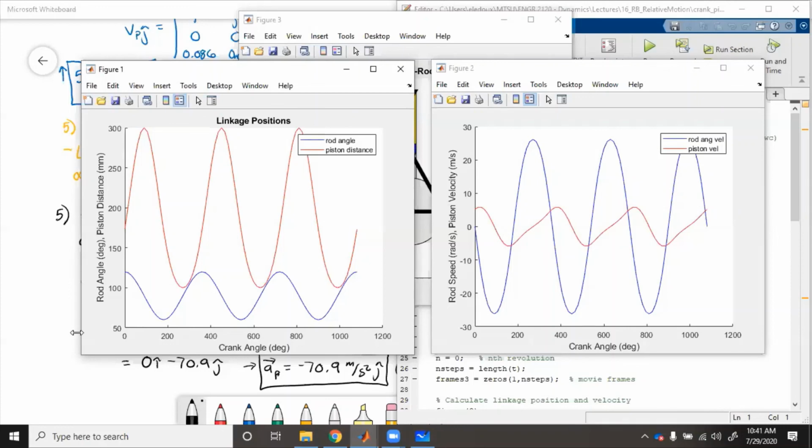Then looking at the second plot, figure 2 has the velocities. So the rod's speed in radians per second, which is angular velocity. The piston has a linear velocity, and both of those also look kind of sinusoidal, which is fine because velocity is the derivative of position, so derivative of cosine is sine, and so on.